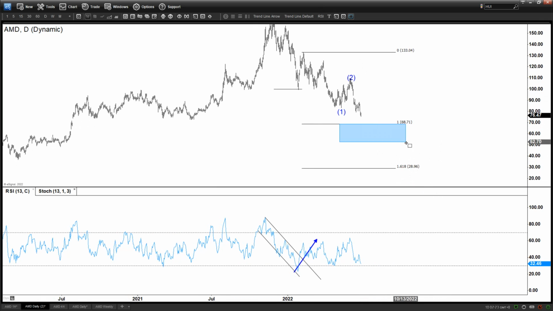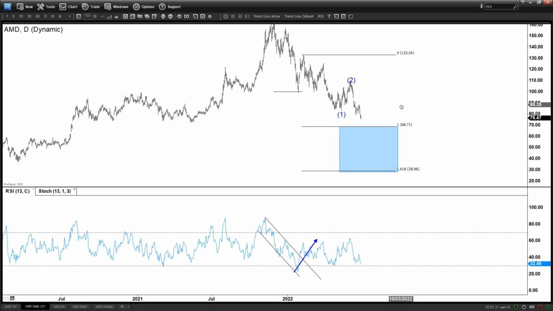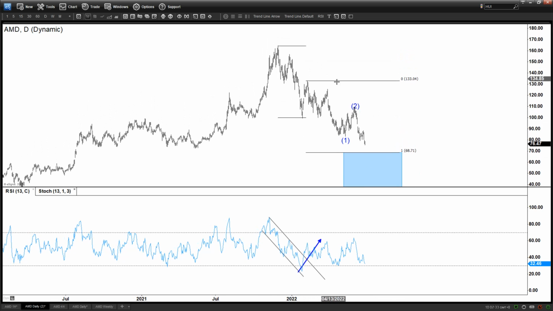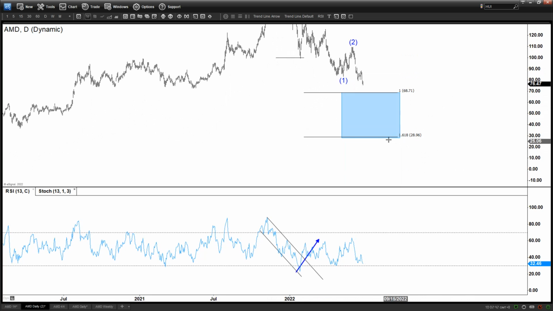I know it's a very big area, but this is not to say we know what the level is where it will bottom. No, that's not the purpose. The purpose actually is to show that the sequence is still incomplete with the minimum target of 69, and that will be the minimum because we can go all the way down to as low as 29. Probably it's not going to go there, but that's the area.